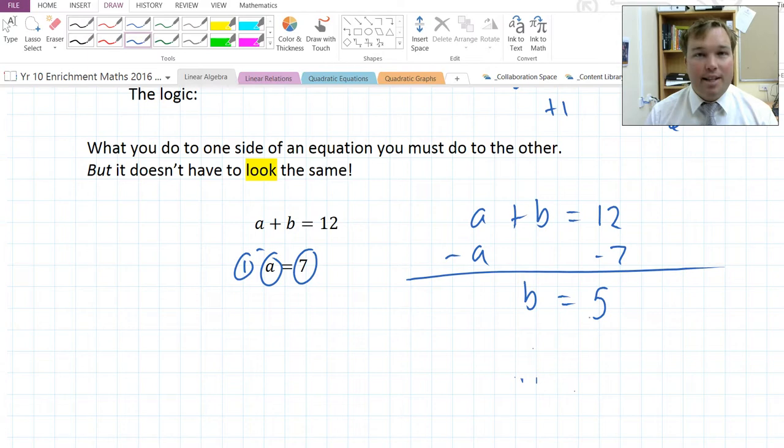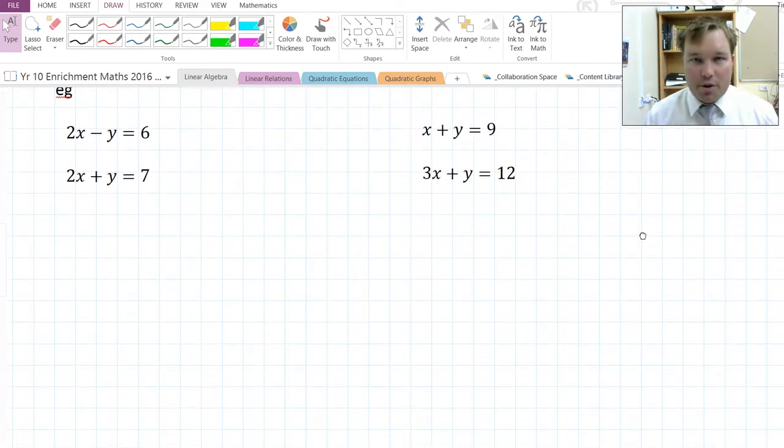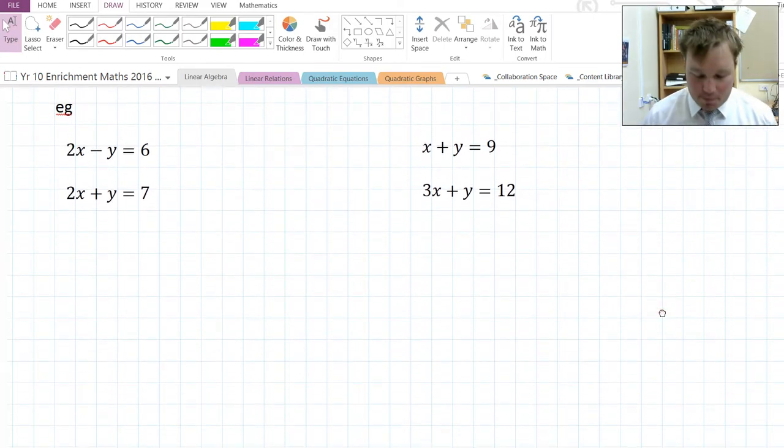However, it lets us eliminate a variable. Here we've eliminated a. And that's why this is called the elimination method. The aim of the game is to get rid of one of the variables. Here, we'll go through a couple of examples. Please copy them down. And note the working is important. I know it'll feel like there's lots of steps of working, but please do follow them. Alright.